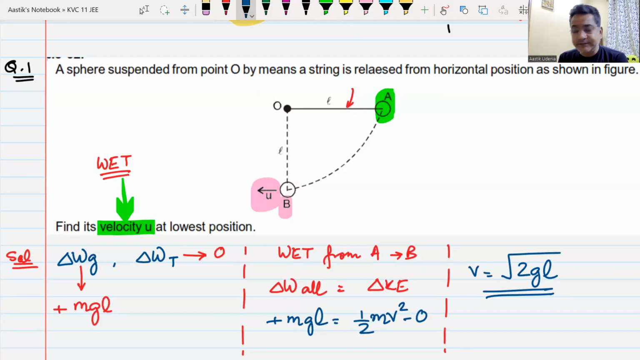Anyone got this answer? Okay, I see a lot of people getting the answer. Great, that is good. I'll give other students 1 minute.